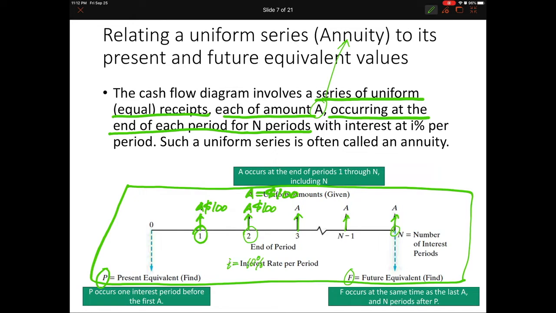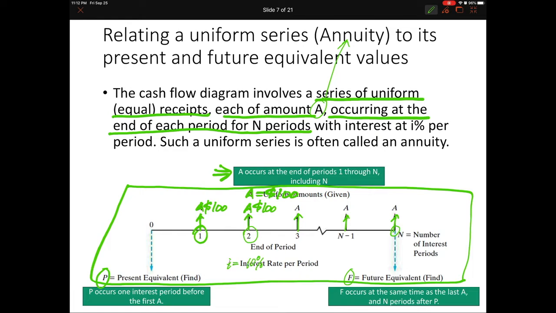Okay, and then let's take a look at these green boxes. The timing of when the annuity occurs is very important. It is always at the end of periods 1 through n, including n.